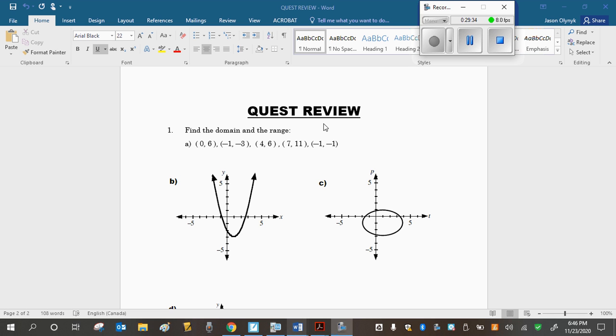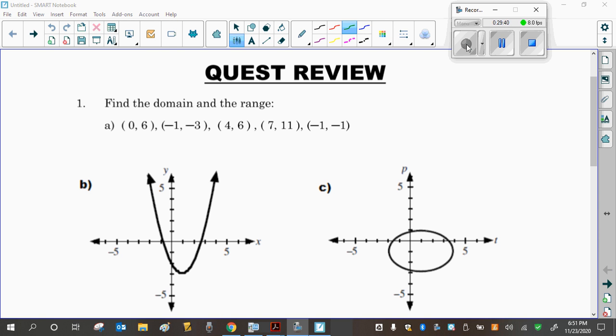Okay, let's go to the quest review. You know what? I'm going to put this on the smartboard. Give me a second. Okay, that's better. Let's go domain and range questions. Good luck. Let's go domain. That's not red. I'm not sure why that turned green. I think we used red for domain before.